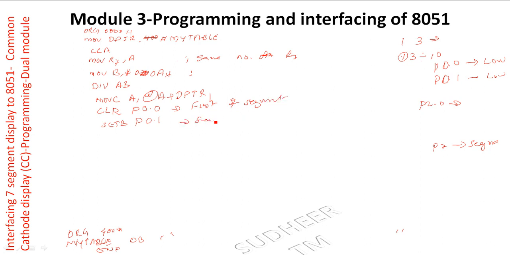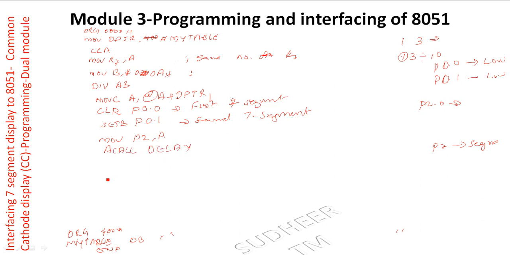And this is for second 7 segment. Okay, let us see in detail. Now we need to send this data to the port. So the port used here is MOV P2, A. So the code is there in the accumulator, that will be sent to our port 2. Then we will call a delay, ACALL delay.